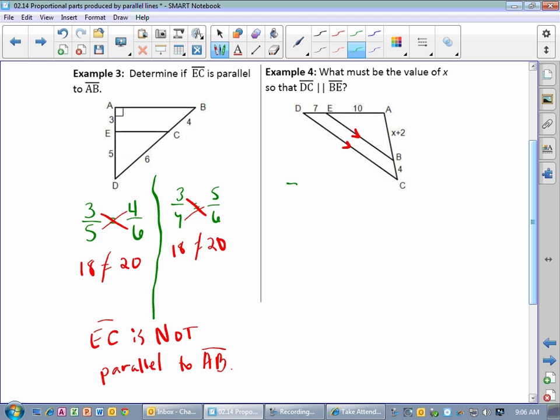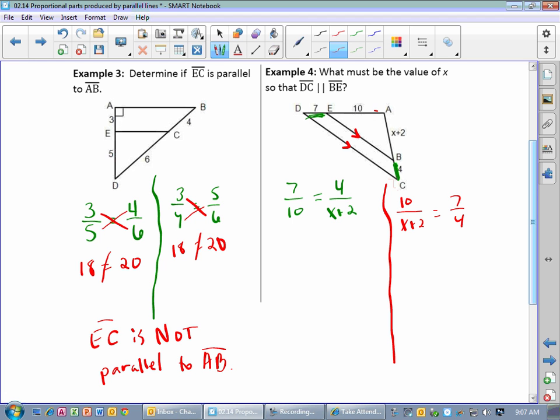So if I do 7 to 10 as my first ratio. Okay, so notice 7 is this short one right here, right? So across from 7, I want this short one. So we'd have 4, and then 10 is the long one, so I want x plus 2 as the long one. The alternative way to set it up might be the ratio of long to long, so I could do 10 to x plus 2 equals 7 to 4.